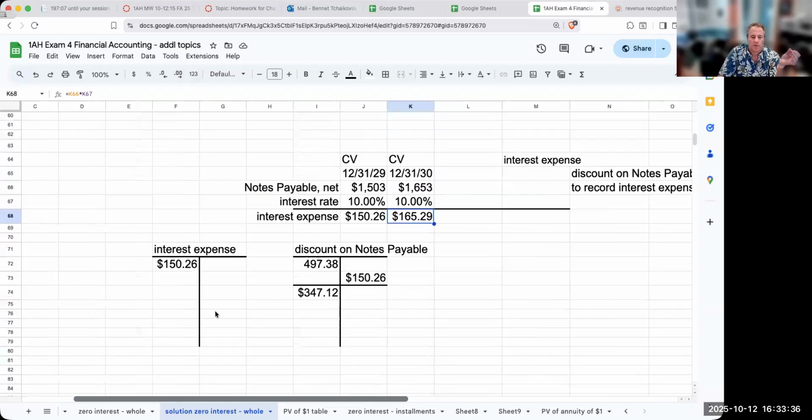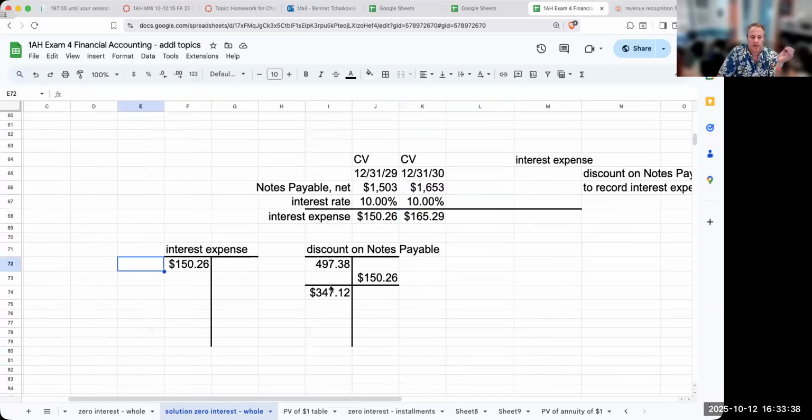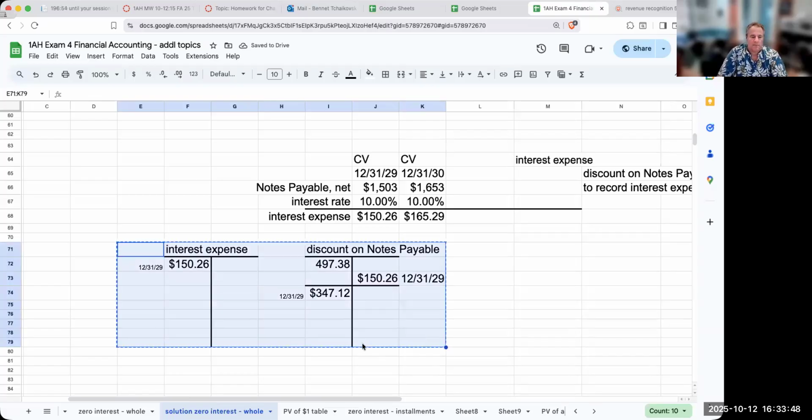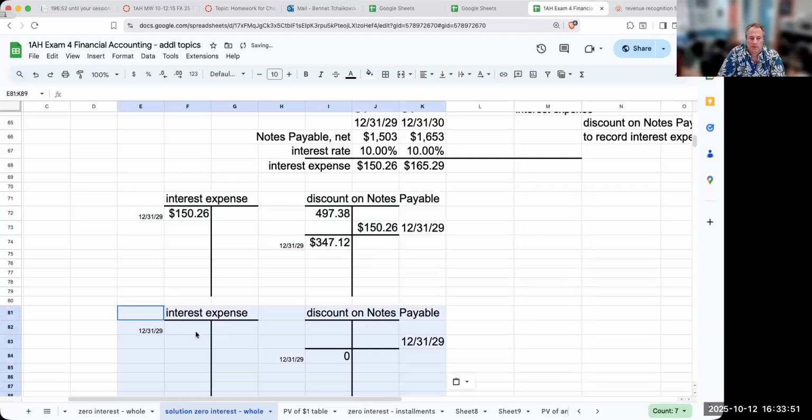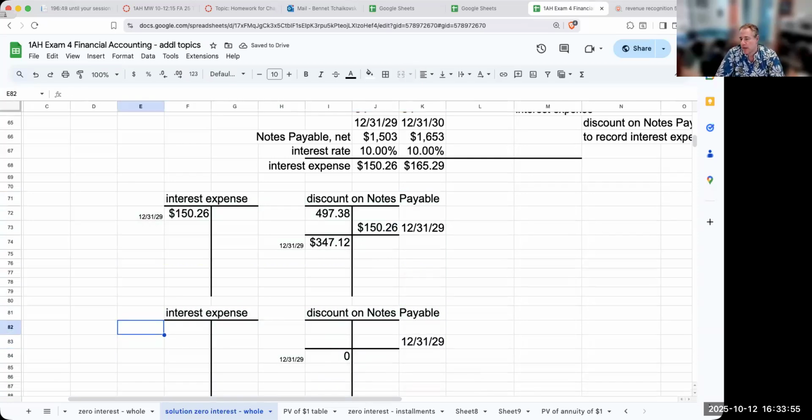165.29. So this was the journal entry that we did on 12/31/29. So my ending balance as of 12/31/29 was 347.12. I bring this down over here. Remember, interest expense is going to be closed out to zero, right? Revenues, expenses, dividends, all closed out to retained earnings.